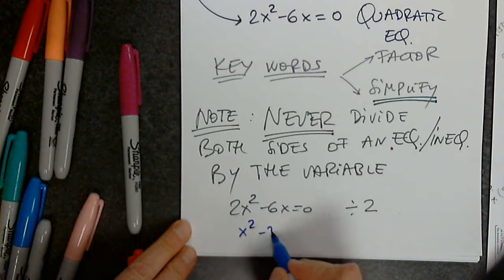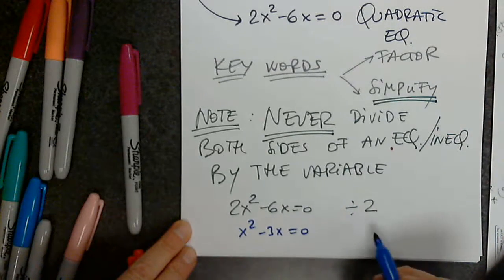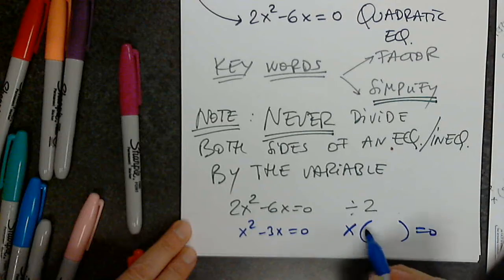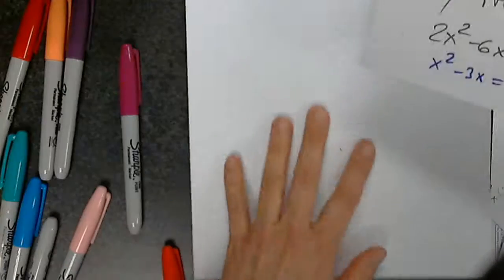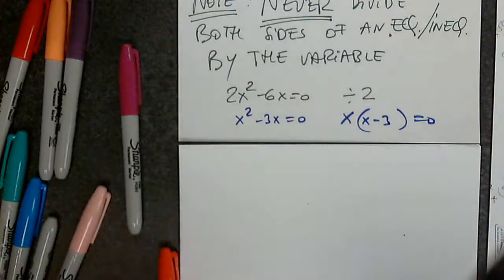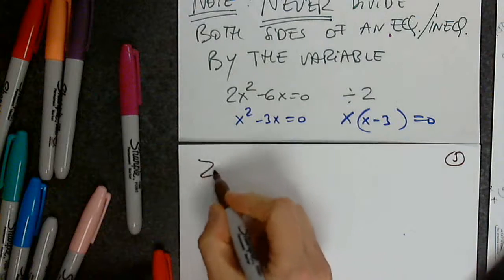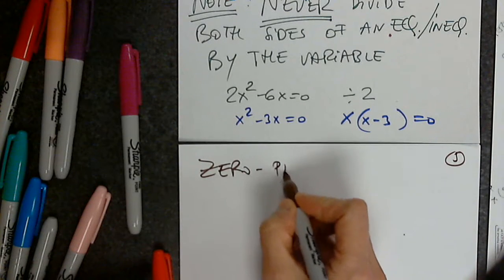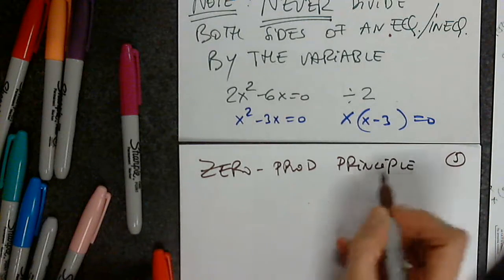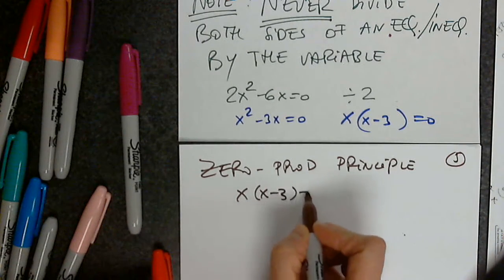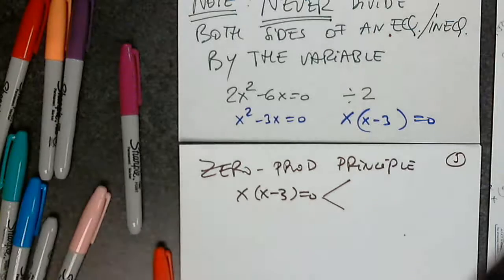So this is x squared minus 3x equals 0. And now you're right, I will factor out x, and I get x times x minus 3. By the zero product principle, the equation x times x minus 3 equals 0 has two possibilities, two options. What are they?